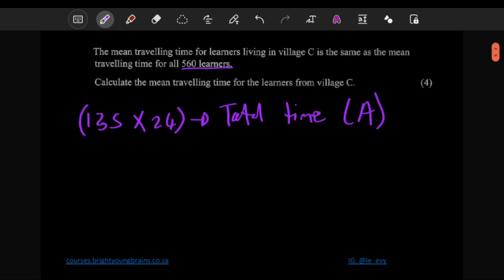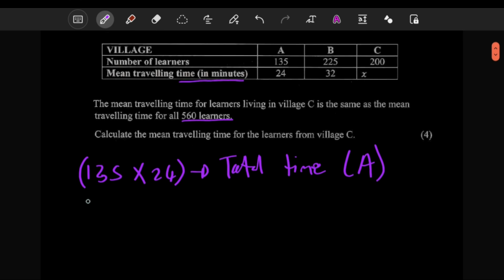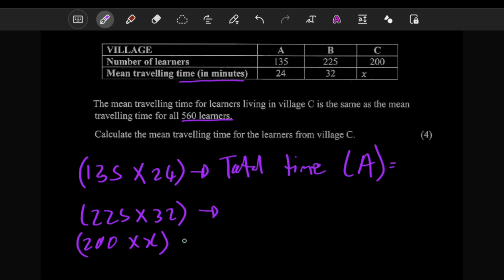For the ones in village B, the total time they spent going to school is about 225 learners, each taking about 32 minutes to get to school. Their total time we'll just get from the calculator, because this is not the NBT, so we can definitely use the calculator. The next one is obviously just going to be 200 times x. So 200 times x represents everyone.